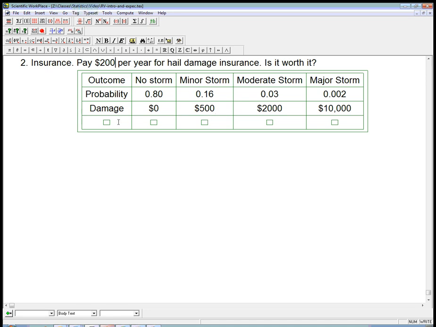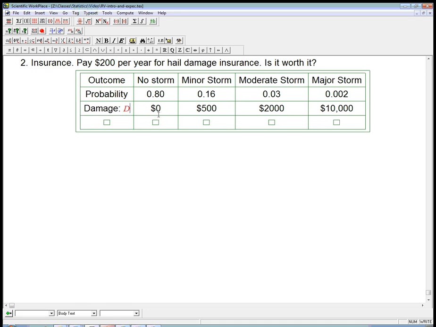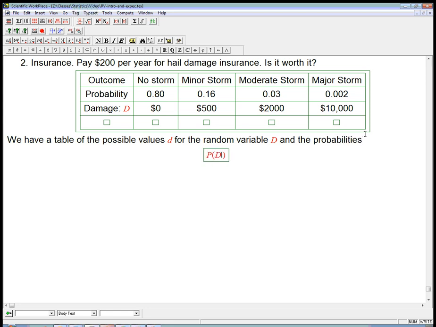Okay, so we want to know if this $200 per year is worth it, or if we're getting taken here. All right, well, instead of just using X again, let's use D for our random variable for damage. Okay, and what we've got is a table of the possible values, little d, for the random variable, big D, and the probability that big D attains those 4 possible values, little d.